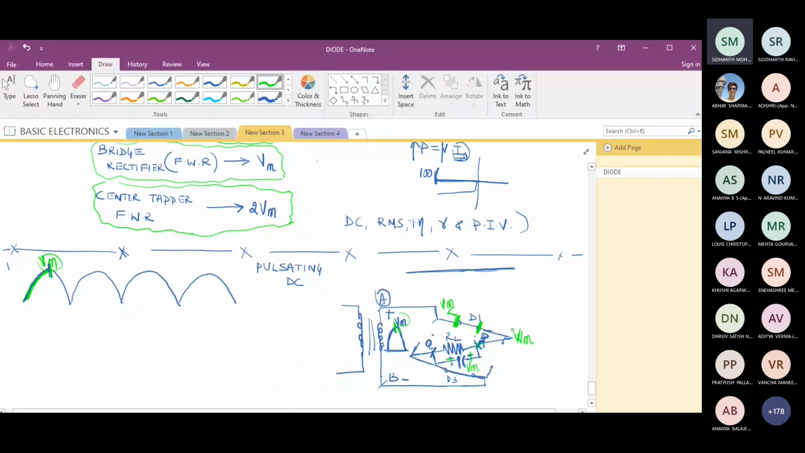Let me take, for example, just to make you understand, this Vm is 5. Now the left side of the diode, that is the P side, I am getting 4. So what is the voltage across the diode now? 4 minus 5, it is minus 1 volt. Are you getting this concept?